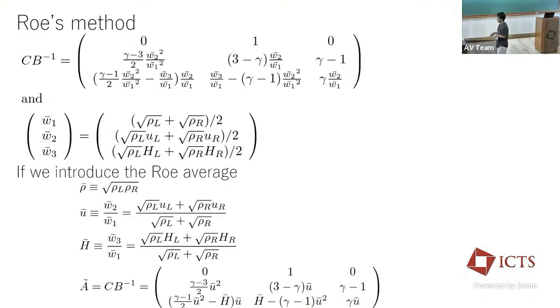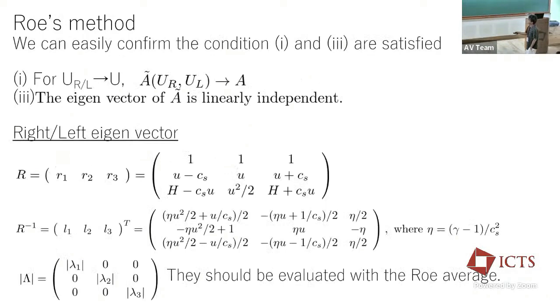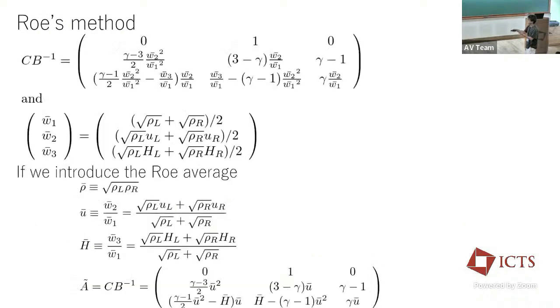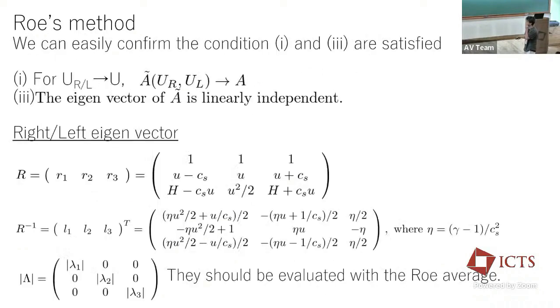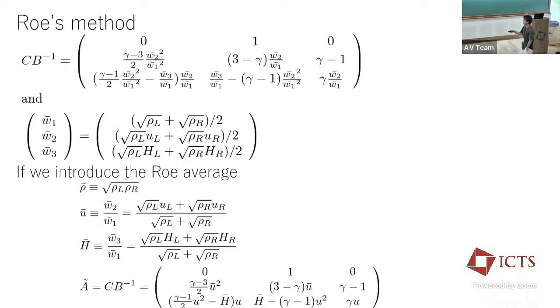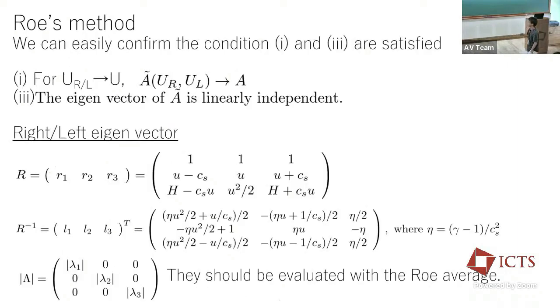This functional form is nothing but the Jacobian matrix for the original equations. So we can easily see that conditions 1 and 2 are satisfied if the L and R states are reduced to the U. This expression goes to the original Jacobian matrix. And the eigenvectors are linearly independent, and by diagonalizing this matrix, it gives you the characteristic lambda matrix. So the left and right eigenvectors are given by this expression, and here are the eigenvalues.